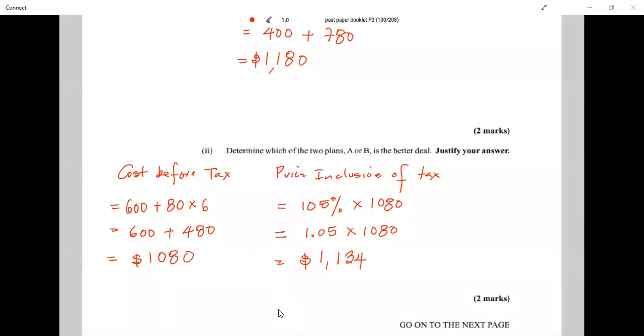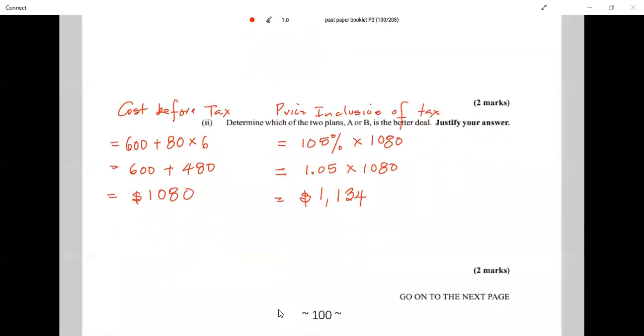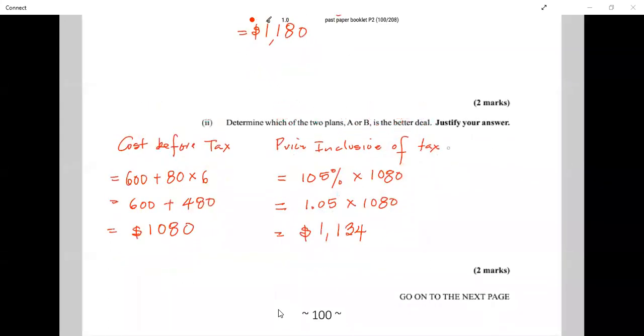So it says which of the two plans, A or B, is the better deal. So my answer would be Plan A is the better deal because it is cheaper.